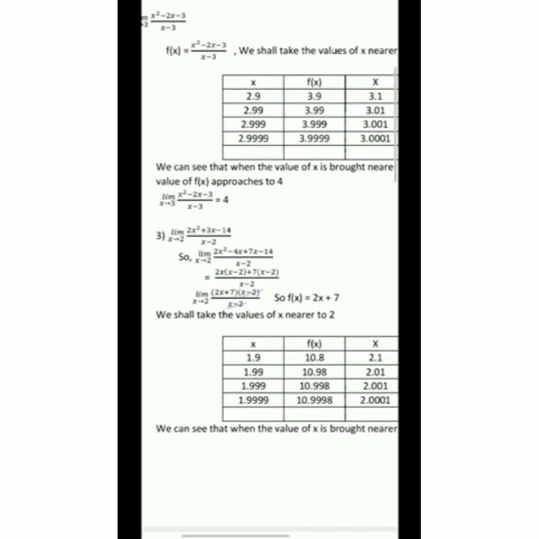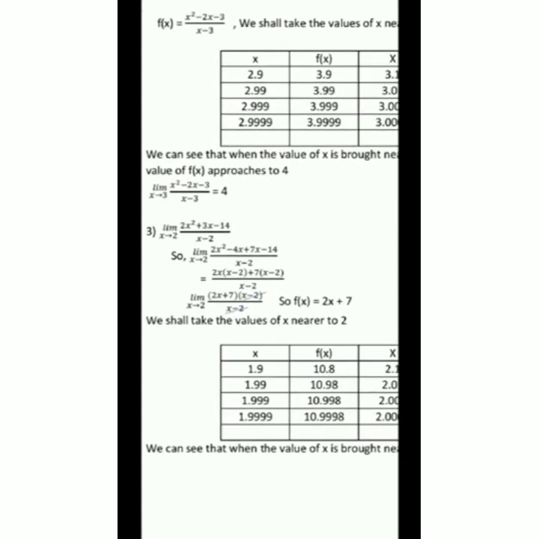Coming down to question number 3, here we have used those methods of factorization. So, the above sum can be done by this particular method also. The next sum is limit x tends to 2 of the equation 2x square plus 3x minus 14 upon x minus 2.